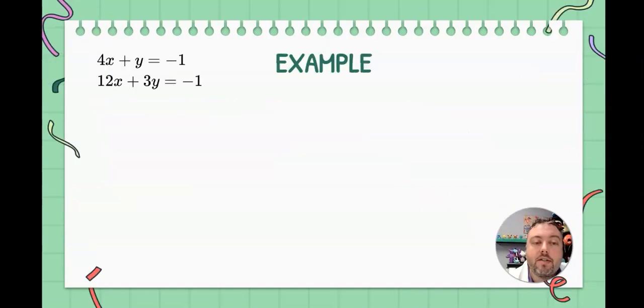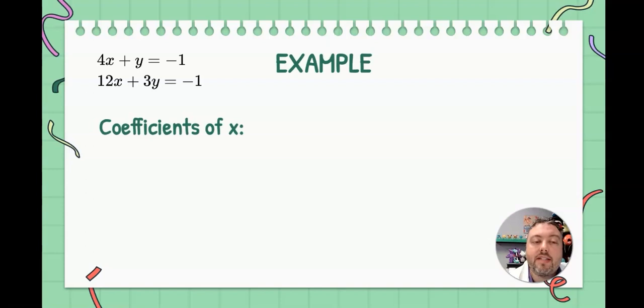Let's take a look at this. So we have two equations, 4x plus y equals -1 and 12x plus 3y equals -1. Let's start with the coefficients of x. Now, technically you can set up these ratios in any way, but I try to be consistent so that I'm doing the same thing every single time I try to solve these problems. That way I don't have to remember 2 or 3 different ways of doing things.